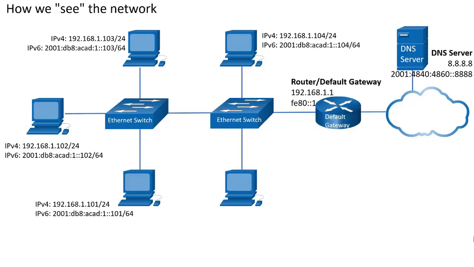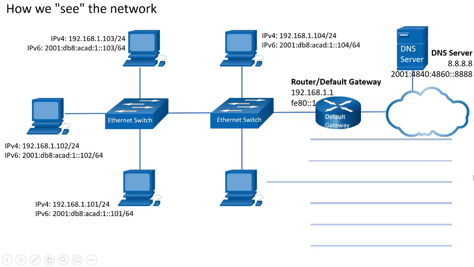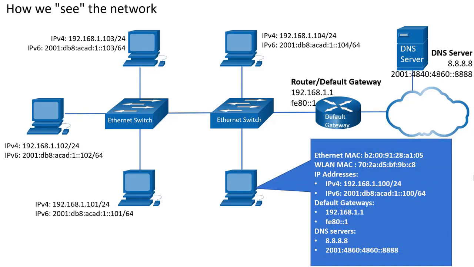This is how we see the network. Using topology diagrams, we can see the devices in the network, including end devices, such as desktops and servers, and intermediary devices, such as switches and routers. These diagrams may also contain detailed information about a device, such as the MAC address of the Ethernet and wireless NICs, IP or Internet Protocol address information, default gateway addresses, and addresses for the DNS server. By the way, don't worry about what these terms and addresses mean right now. All of this will be explained throughout this course.